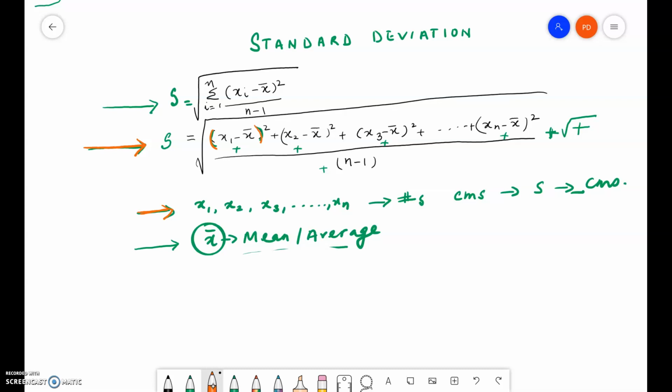So the standard deviation is a measure of how far a number in the data set is from the mean on an average. So it measures the spread of the data. How far are these numbers from the central number, which is x bar? So that's what standard deviation measures.